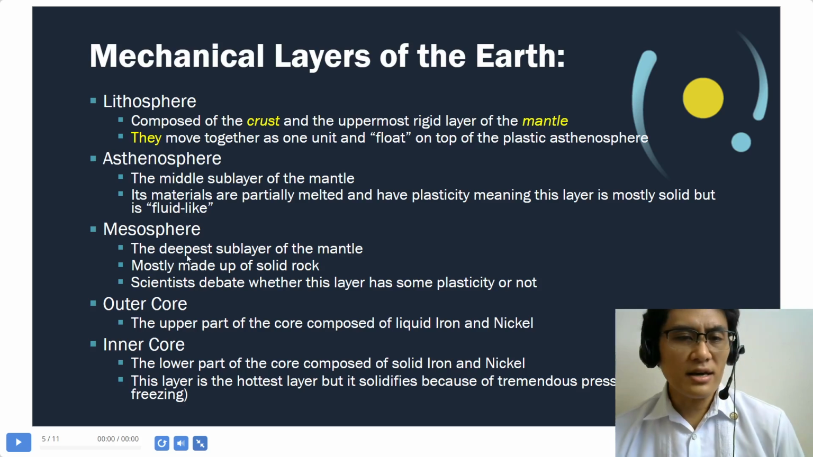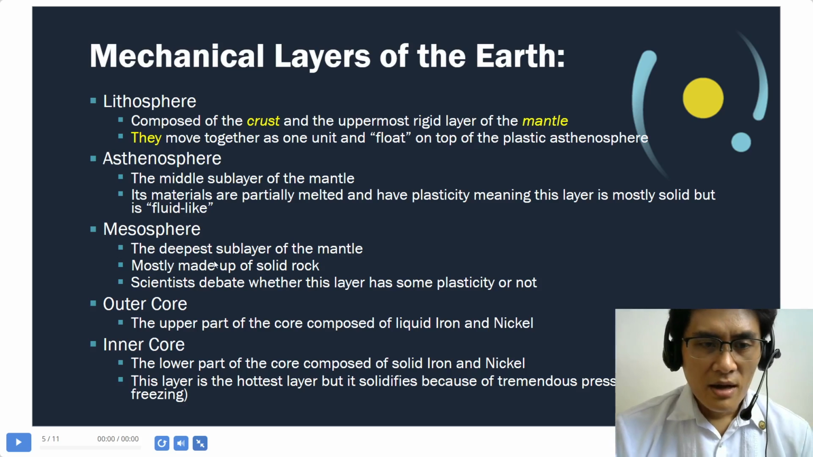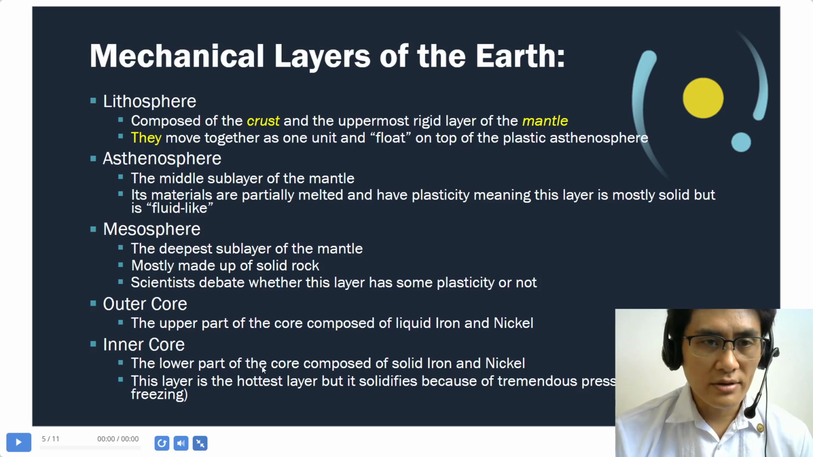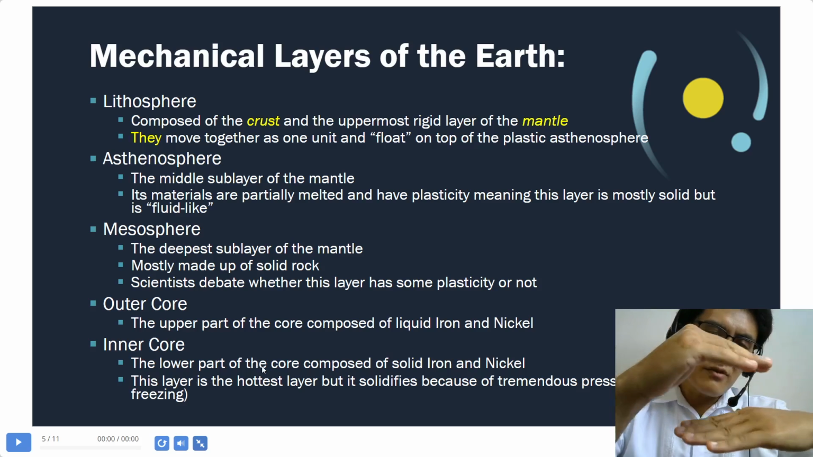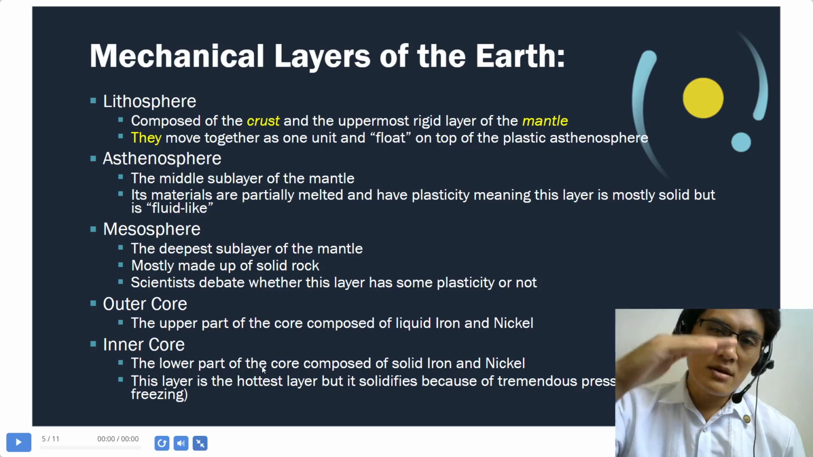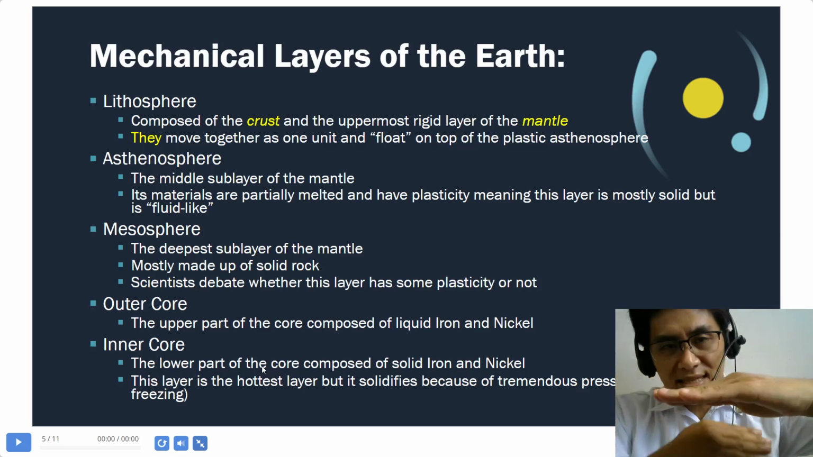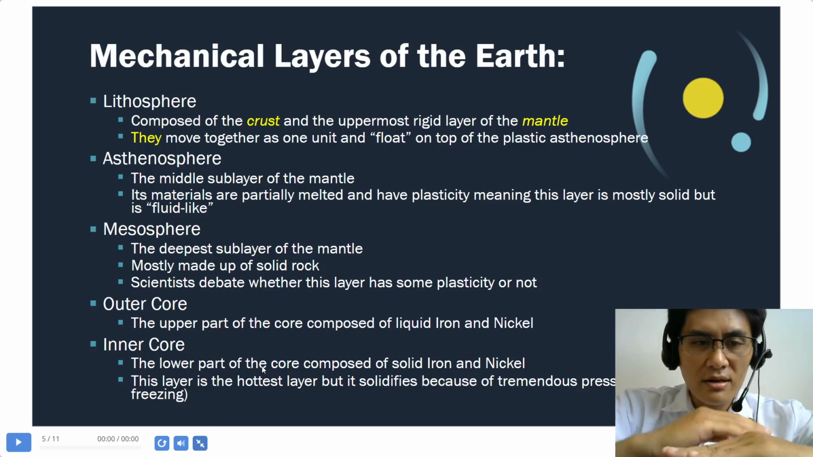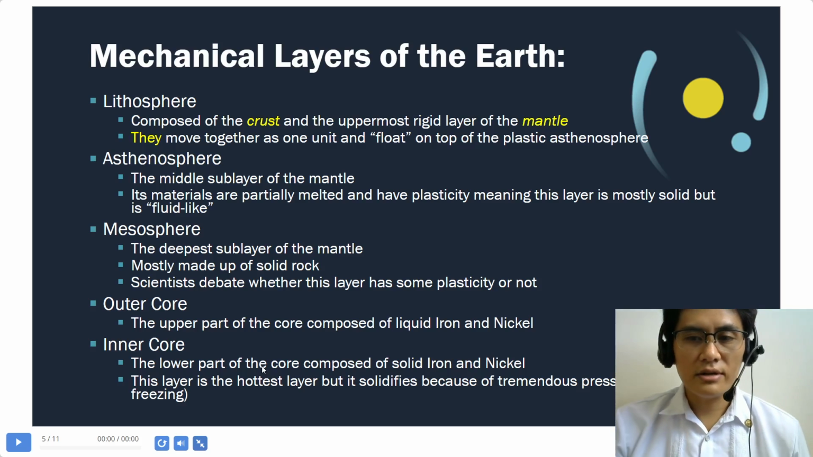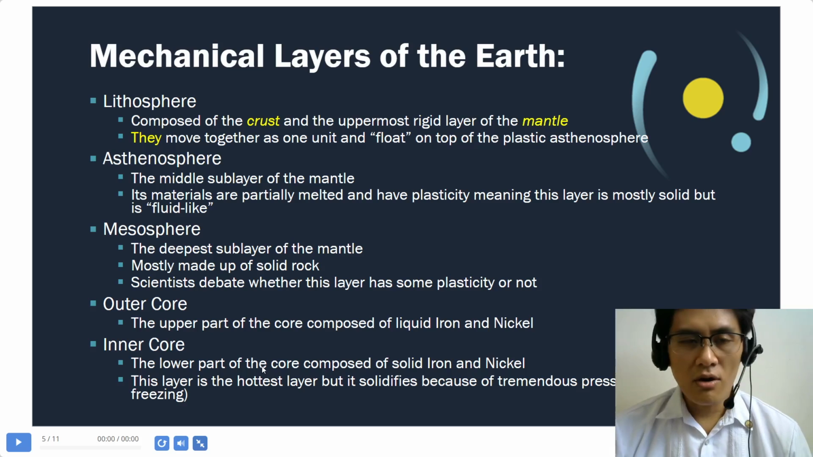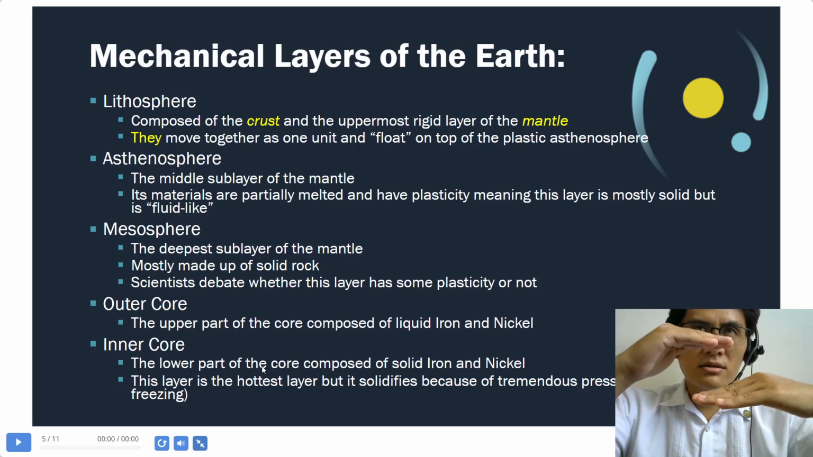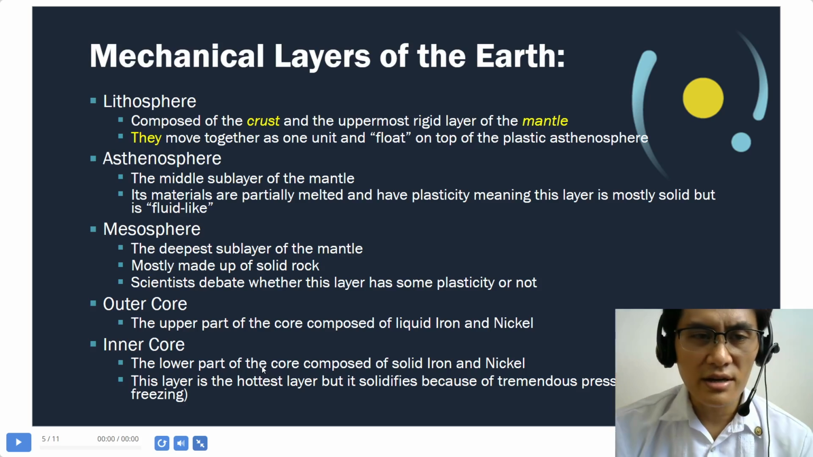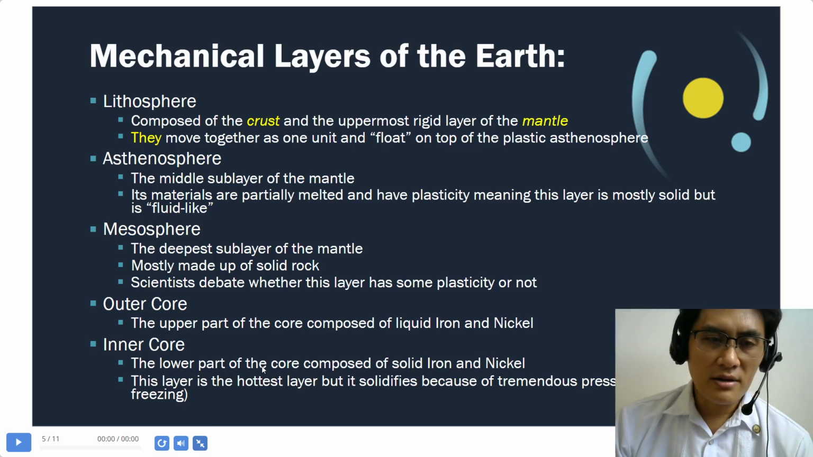Now the mesosphere is solid, right? Then the outer core is liquid, and then the inner core is again solid. So again, we have different properties in each layer: solid lithosphere, plastic asthenosphere, solid mesosphere, liquid outer core, and then solid inner core. That's the reason why we name the five different layers, because of their different characteristics in terms of whether they are solid, plastic, or liquid.